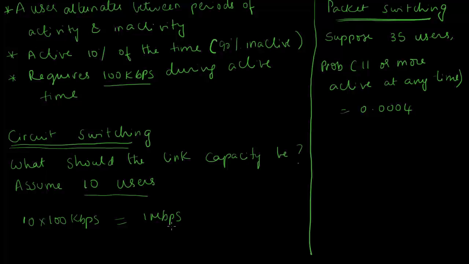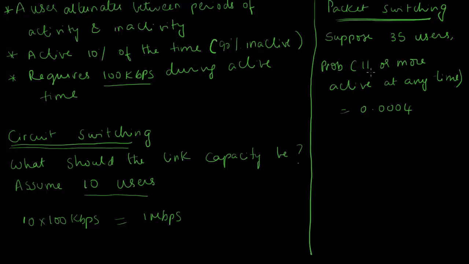Suppose I want to use packet switching now and I've increased the number of users. So typically this can support more number of users. Why? We will see shortly. But let's now assume that there are 35 users in the system. Now each user is only active 10% of the time. So the probability that he is active is only 0.1.